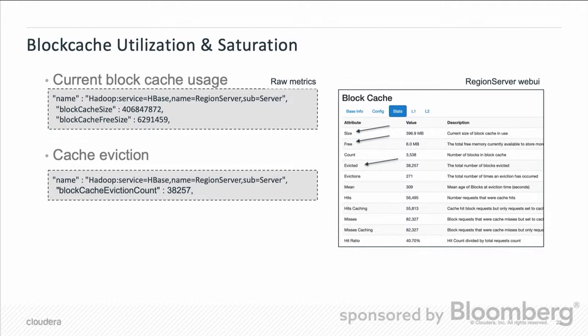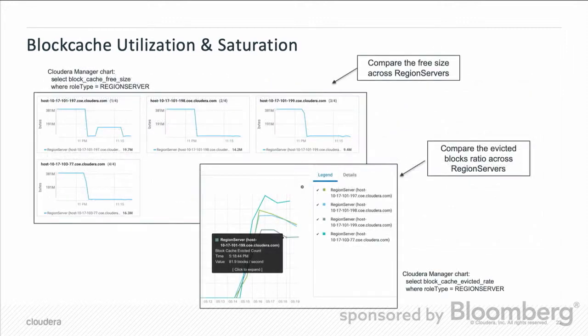So I'm showing the raw metric on the left-hand side and a corresponding web UI on the right-hand side here. From the top, it's indicating how much the Blockcache resource is used, what's the remaining memory for cache, and the number of evicted blocks. So using Cloudera Manager, we can check the eviction rate, which is converted from the raw metric value. I'm showing the example in the below graph.